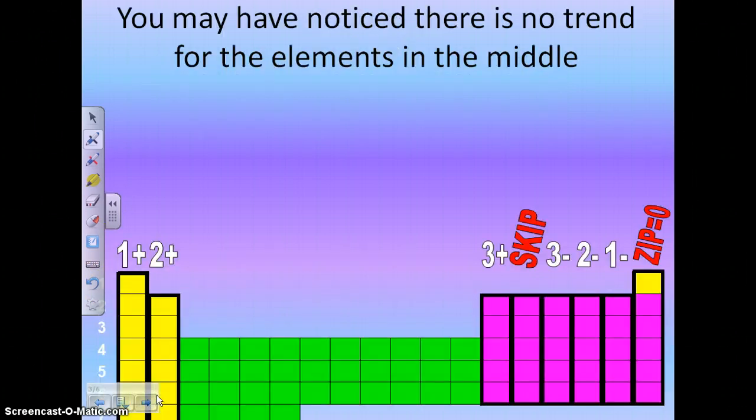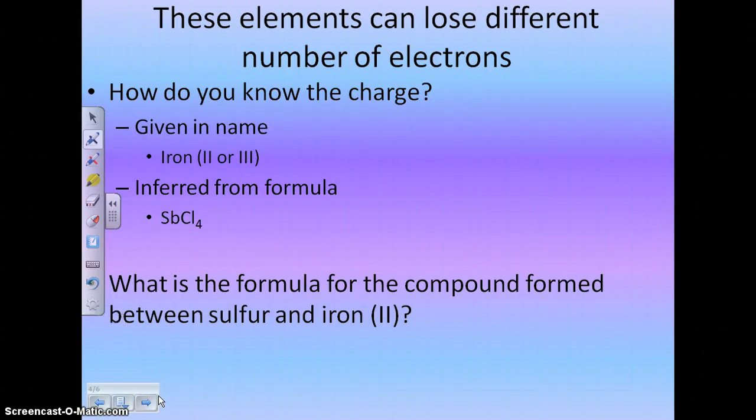Okay, let's look at the next thing. You may have noticed by now that there's no trends for the elements in the middle. We have this trend, 1 plus, 2 plus, 3 plus, skip, 3 minus, 2 minus, 1 minus, zip. We have no trend for these middle elements at all. So how do we figure out their charges? Well, you're going to do one of 2 things. Either it's going to be given to you in the name, like here we have iron, can be 2 or 3, so Roman numeral 2 or Roman numeral 3. Roman numeral 2 indicates that it's a 2 plus charge, and Roman numeral 3 indicates that it's a 3 plus charge. Or you have to infer it from your formula.